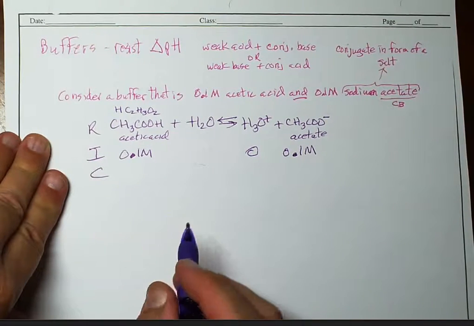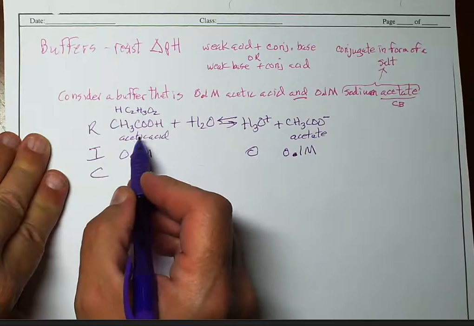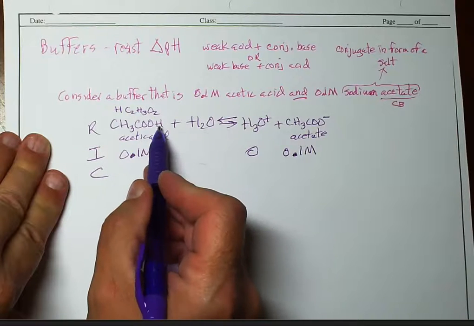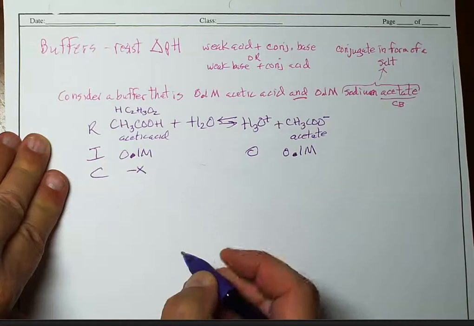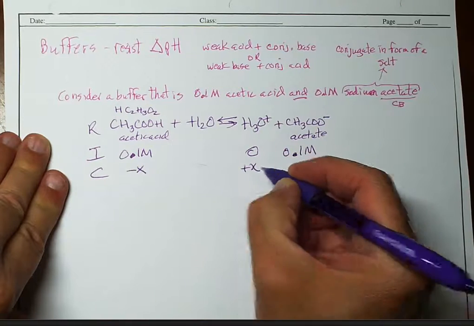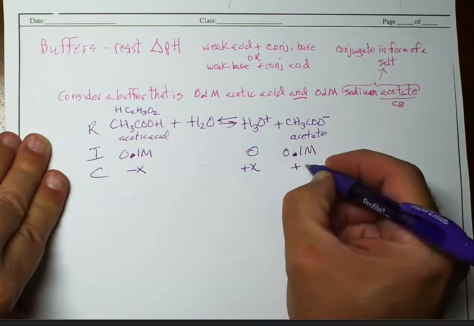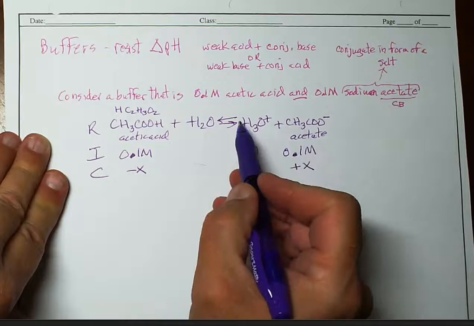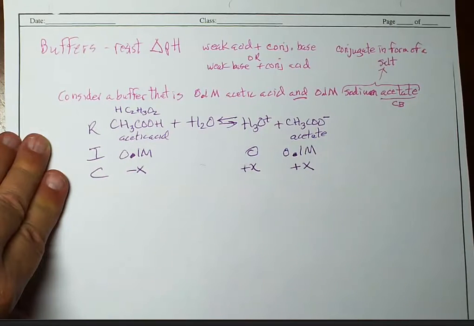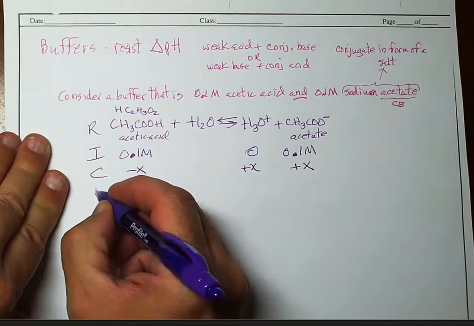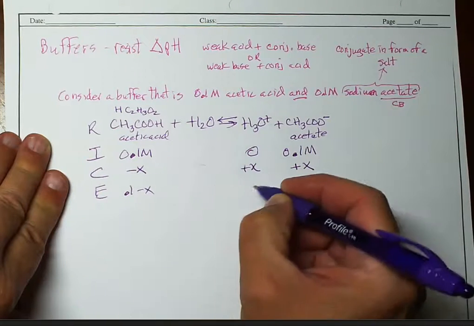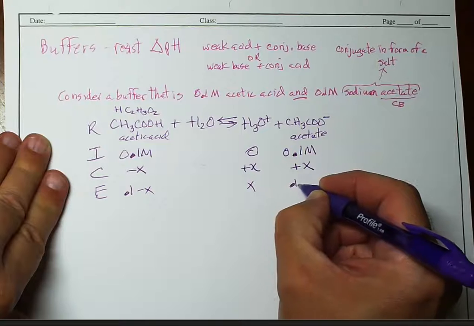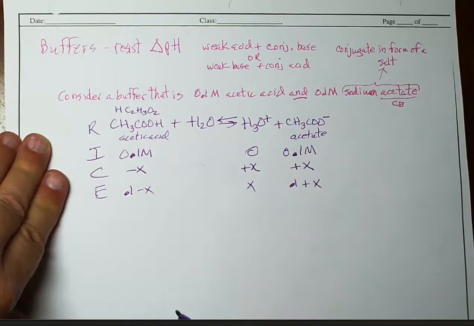So the change happens. For the acid to ionize and give these protons to the water, the concentration must go down, which means this concentration comes up, and so does this one. Ones, ones, ones, ones, and all the coefficients, so nothing but x's, no 2x's or 3x's. At equilibrium, we'll have 0.1 minus x, we'll have x, and we'll have 0.1 plus x.